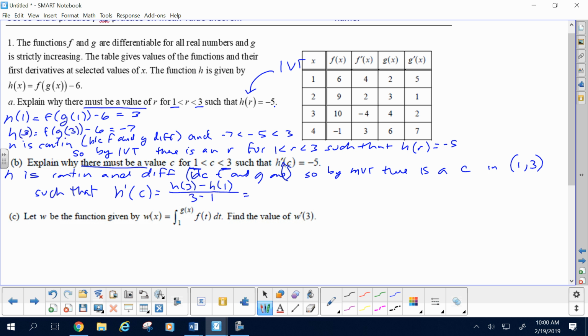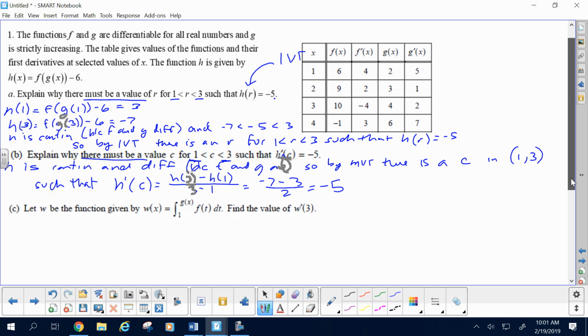Now we know h of 3. h at 3 previously was found negative 7. h at 1 is 3. Hey, yeah, look at that. The average rate of change over the interval is negative 5. So there's got to be a place where the instantaneous is negative 5. Okay, c.